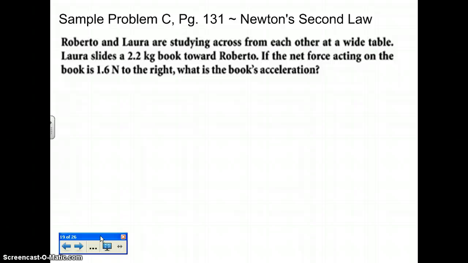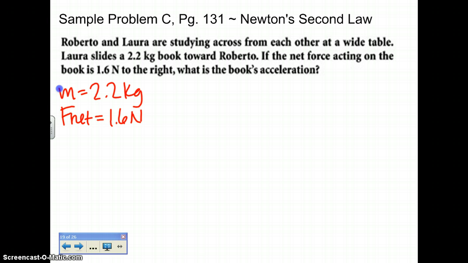So going through this problem, you know that you have a mass of 2.2 kilograms, and you have a net force of 1.6 newtons to the right. Is it going to be a positive or a negative? Yeah, that should be a positive because it's going towards the right, and right is assigned as a positive quantity. So then you want to solve for the book's acceleration. So technically it's a net that you want to solve for, in meters per second squared.